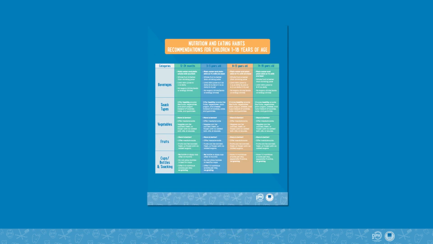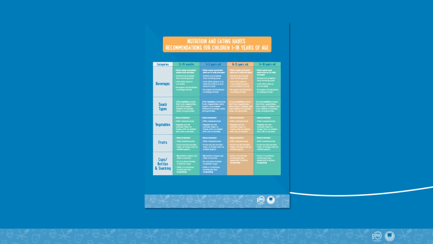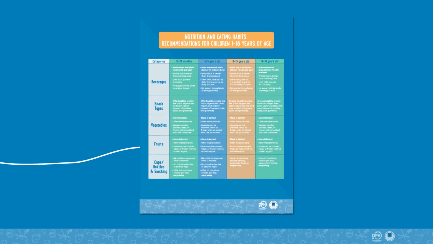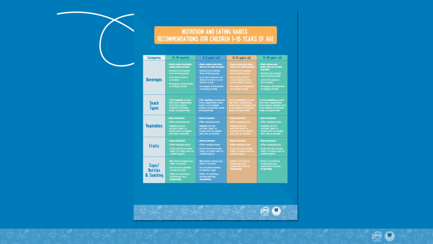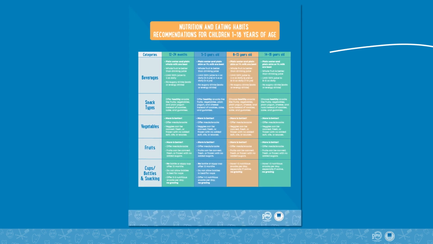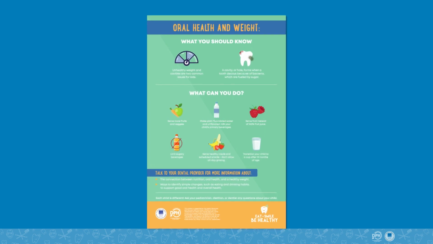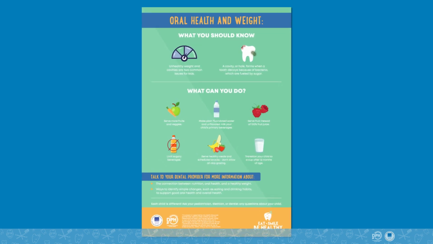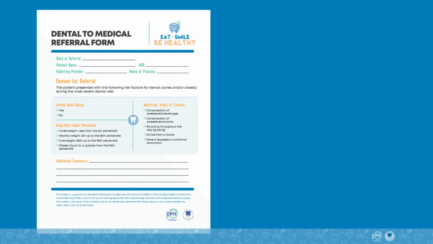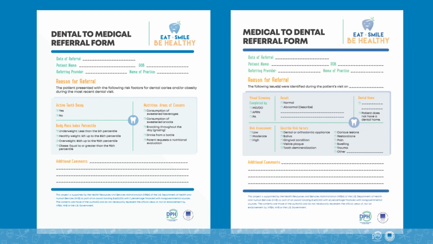The toolkit includes several other resources that can support your patient's oral health and nutritional health. The patient education handout provides patients with age-appropriate nutrition and eating habit recommendations. A poster is also included in the toolkit to convey the importance of oral health and a healthy weight. The final two documents are the Dental to Medical Referral Form and the Medical to Dental Referral Form. These documents can be used to refer patients to either a primary care doctor or a dentist. This referral is based on the results of the Nutrition and Oral Health Assessment.